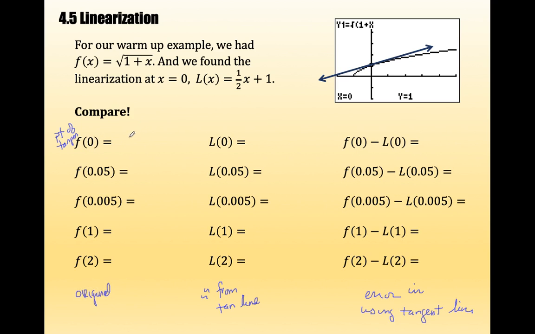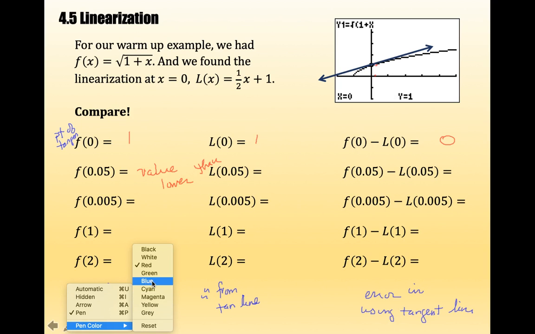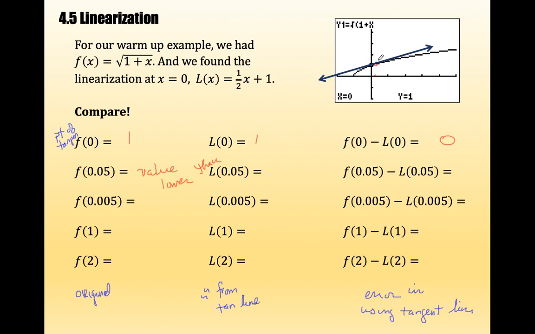So of course, the original function at 0 is 1. The tangent line at 0 is 1. So the error in using your tangent line to approximate is 0. But at 0.5, right? And just use your calculator to do this. I don't expect you to do this by hand. If you plug in 0.5 to the function, you are going to get a value that is lower than the tangent line at 0.5. Can you see that? At 0.5, the function value is under the tangent line. So that vertical distance between the red and the blue dots, that's your error in using the tangent line. It isn't exactly the function, but it's a small error, right?